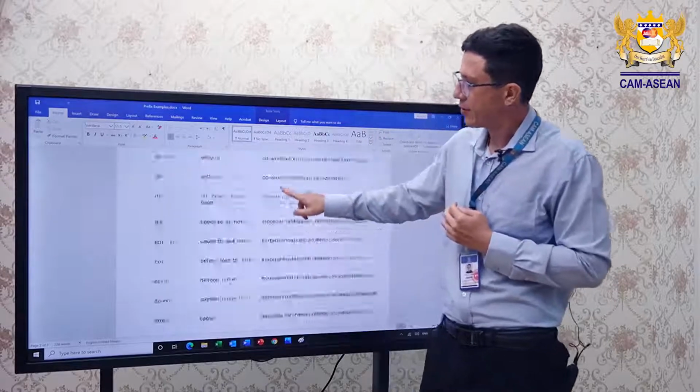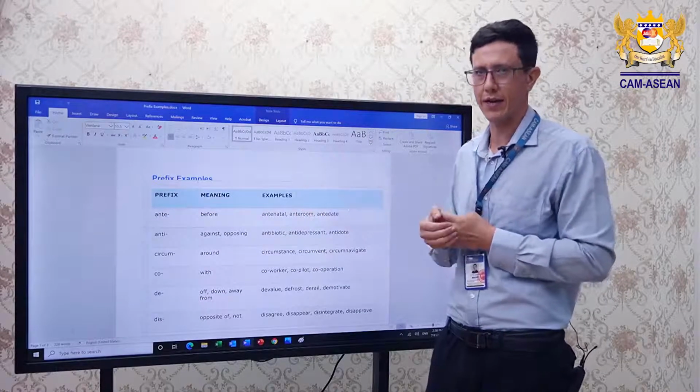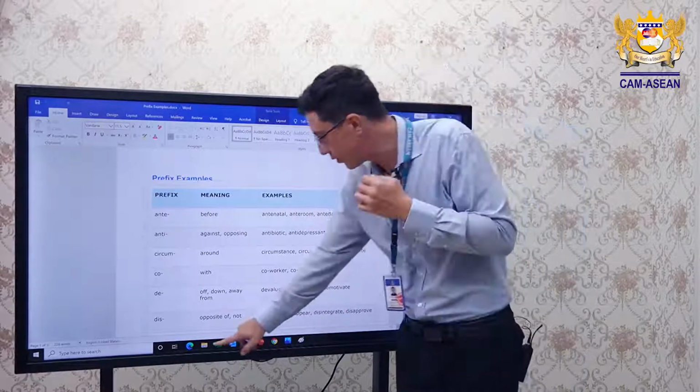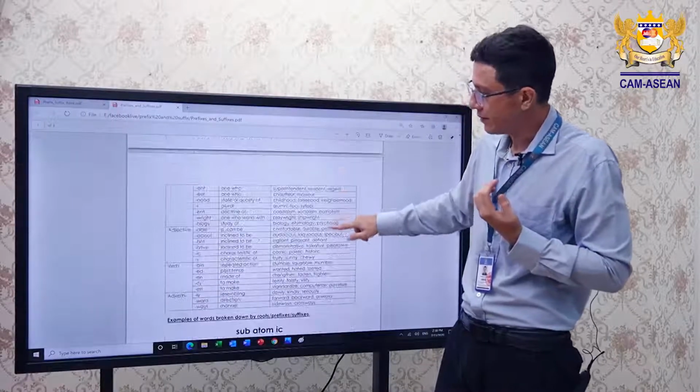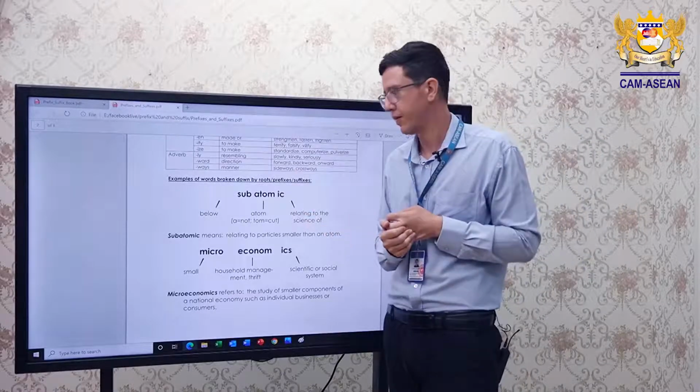Why this is important is because it's very common in science or anything technical. Like I said, this is how we make words. This is how we build words that didn't exist before. So to make your own word, that's what we need to do.